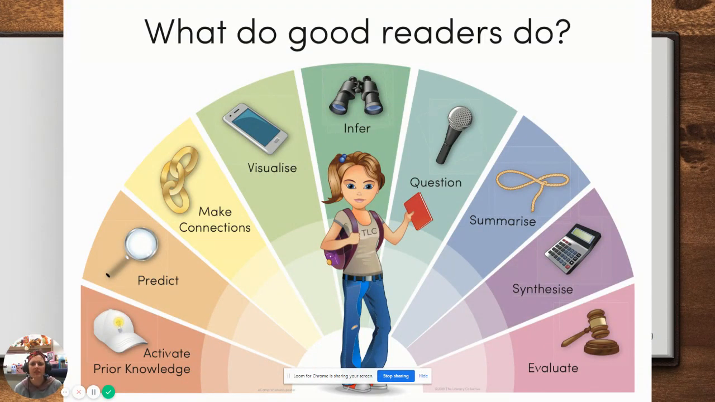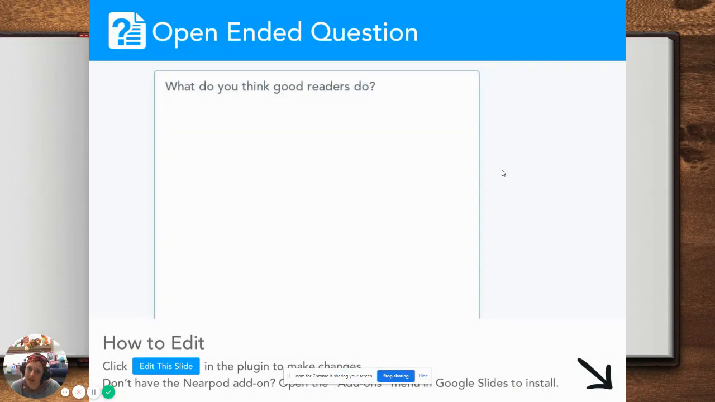Then, what do good readers do? Because good readers are different to bad readers. They predict, they make connections, they question what they read, and they summarize. Can you think of any other examples of what good readers do? If you can, you will write them down on the next page.